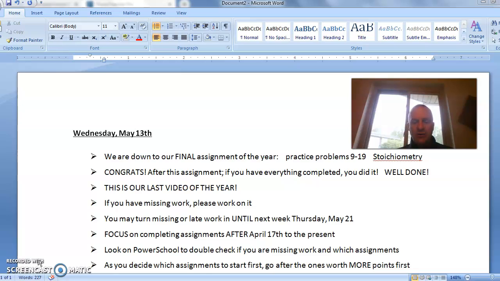Stoichiometry is merely using the proportions contained in balanced chemical reactions to find out different things about the substances in that chemical reaction, based on knowing something else. So you take what you know and you're looking for things that you want to know pertaining to a particular chemical reaction. So today we do our final practice problems 9-19 on stoichiometry.